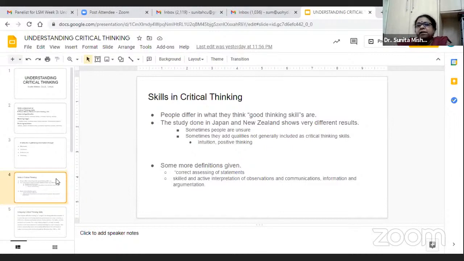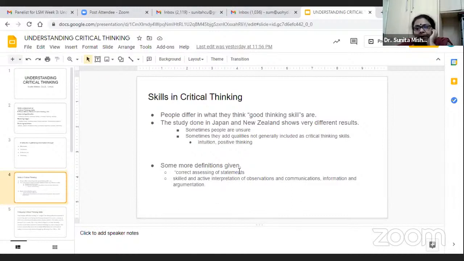So understanding it, interpreting it as a kind of catch-all term, as a kind of given, can become problematic at times. Yes. So I proceed in this way from here, where you see this. There are some more definitions of critical thinking skills which I've given here, which talk about correct assessment of statements. And secondly, skilled and active interpretation of observations and communications, information and argumentation.